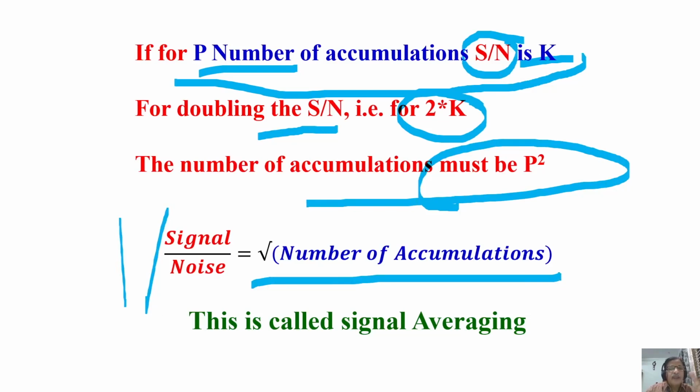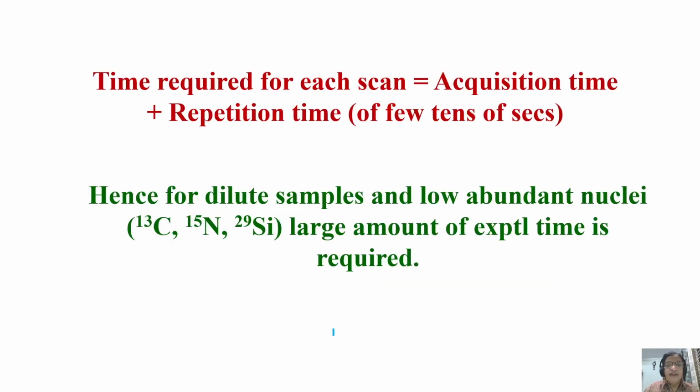Let me give you an idea. If signal to noise ratio is, let us say, 2, I want to make it 4. What will you do? If the signal to noise ratio of 2 I could get in 4 scans, to make this 4, I have to acquire 4 squared number of scans. I have to acquire 16 scans so that the signal to noise ratio, which was 2, can become 4. Remember, the signal to noise ratio always goes by the square root of the number of accumulations. And this type of acquiring the signal one after the other for improving the signal to noise ratio is called signal averaging. Please remember signal averaging.